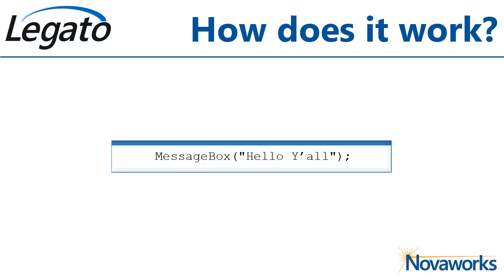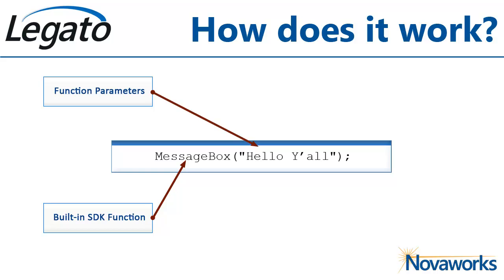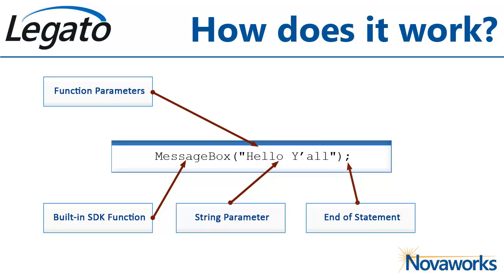Looking a little closer now, we can see our message box function with its parameters. So we have a built-in SDK function. This function comes from the library of hundreds of functions that are part of the language. We have the function parameters surrounded by parentheses. A single parameter, which happens to be a string, is surrounded by double quotes. And then finally, a semicolon that marks the end of the statement.